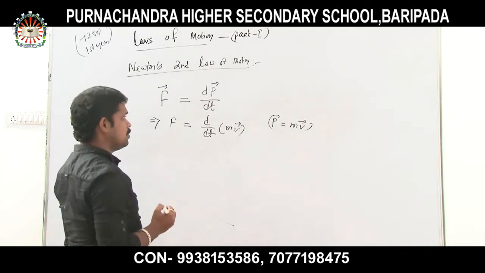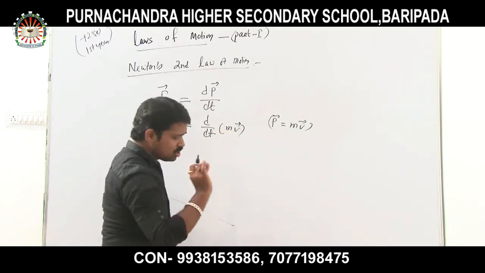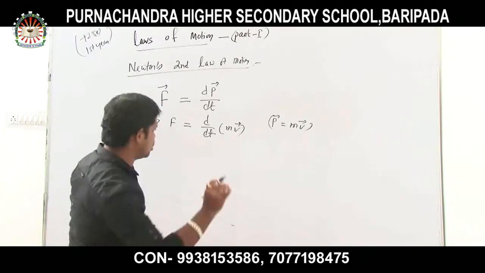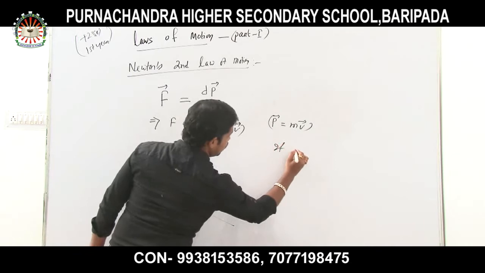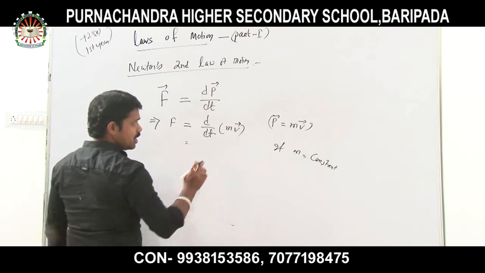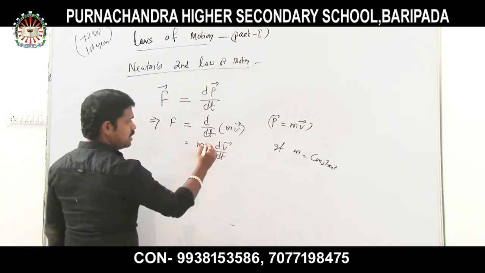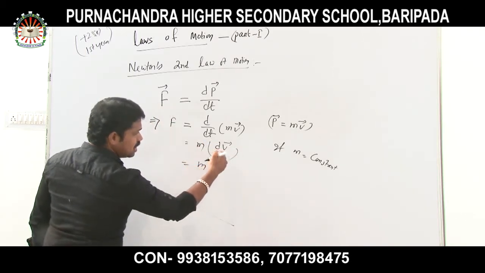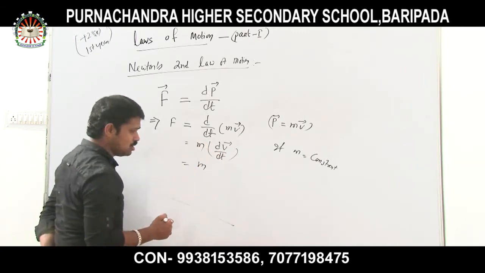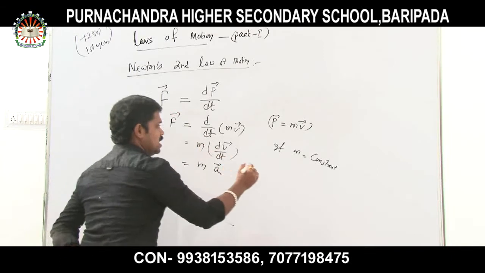Clear? Now a very important point: if the mass of the object is constant and does not vary, suppose m is constant, fixed, then I can take the m outside, so that F = m dv/dt. Clear? So what is the rate of change of velocity? I have discussed this in motion in a straight line. What is the rate of change of velocity? The rate of change of velocity is nothing but your acceleration.